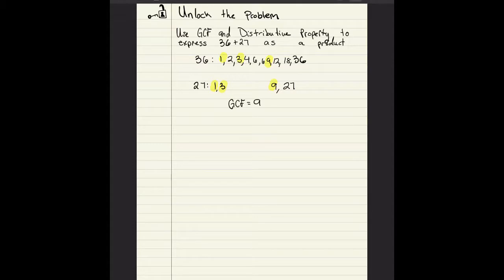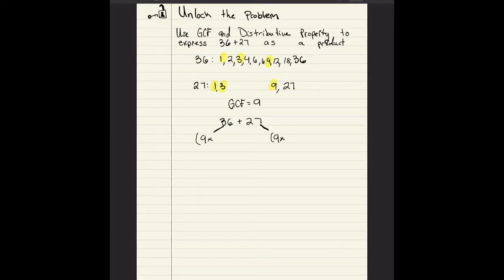All right, now that I have a common factor between 36 and 27, these are being added. So let's rewrite the problem. 36 plus 27. We know 9 is going to be on both of these, and distributive property is always going to have parentheses. So we're doing 9 as our greatest common factor, so we write that out. And then we multiply, because we're breaking down these two numbers. So 9 times what is 36? Well, let's go back up here.